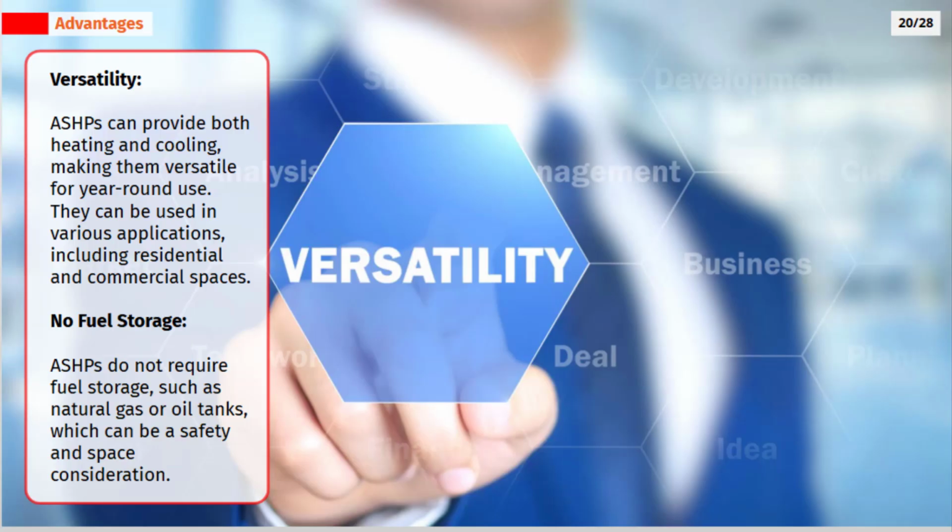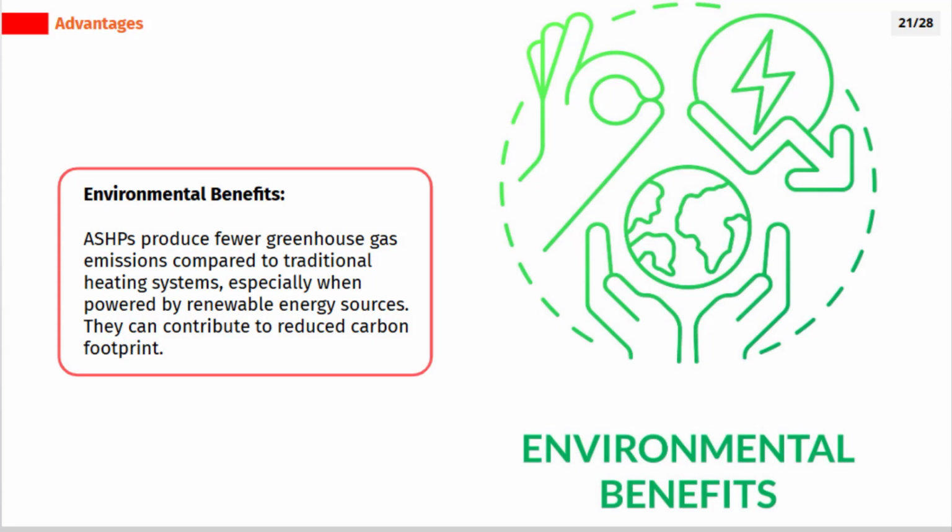No fuel storage. Air source heat pumps do not require fuel storage, such as natural gas or oil tanks, which can be a safety and space consideration. Environmental benefits. Air source heat pumps produce fewer greenhouse gas emissions compared to traditional heating systems, especially when powered by renewable energy sources. They can contribute to reduced carbon footprint.